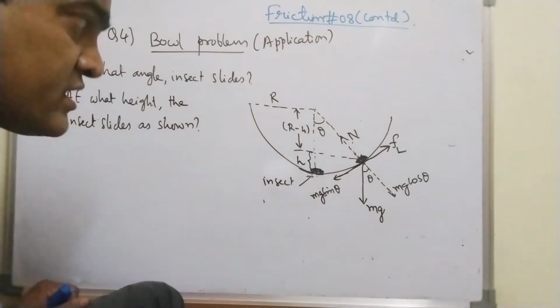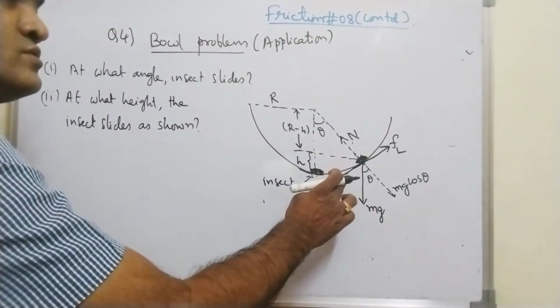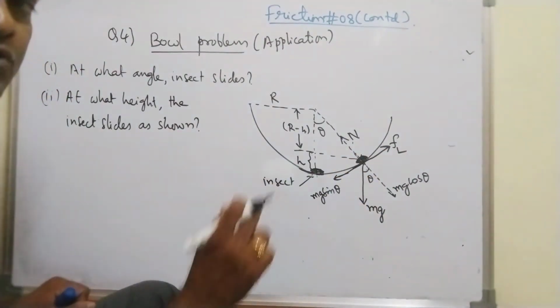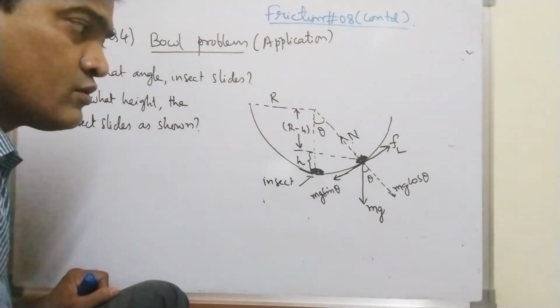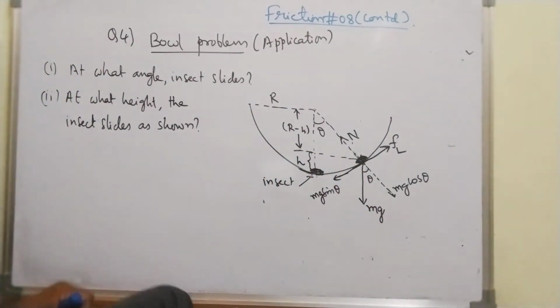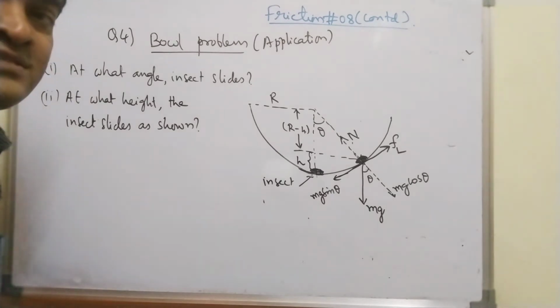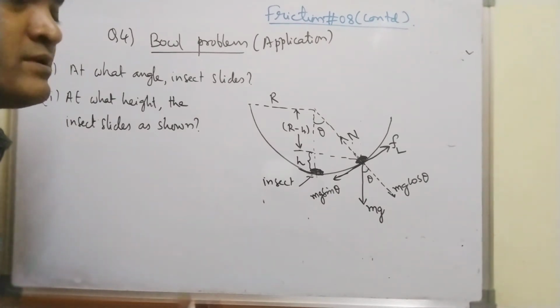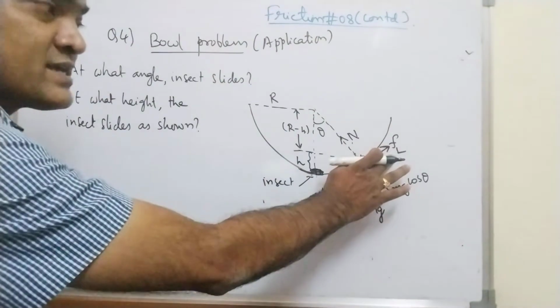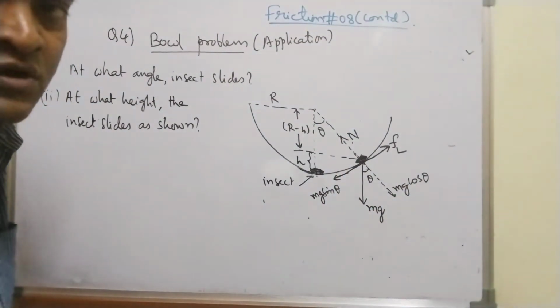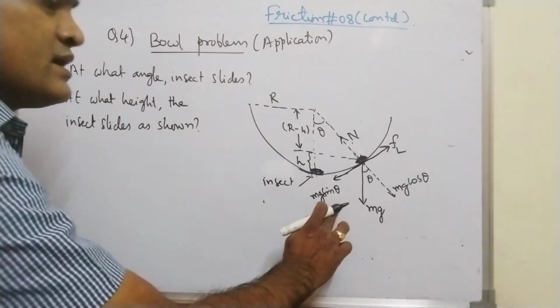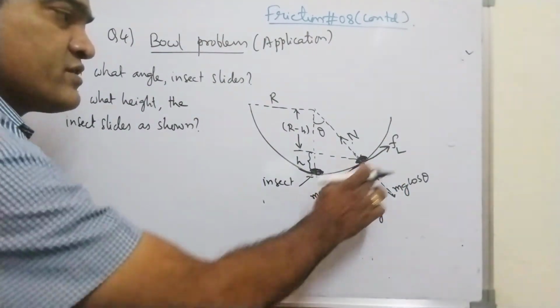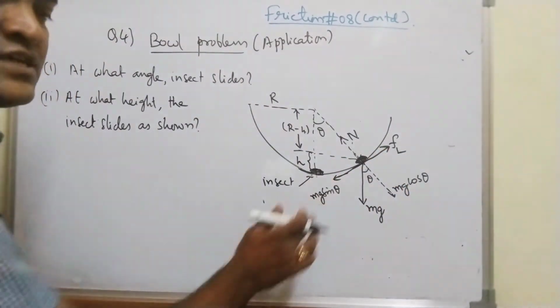Now I can say that these two, because the insect is about to slide down. When the insect is about to slide down, that means the insect is at rest only. The insect is still at rest, but it is about to slide down. That means it reached the maximum value of static friction called limiting friction. Under equilibrium, I can say that this limiting frictional force is balanced by mg sine theta. Is it not?